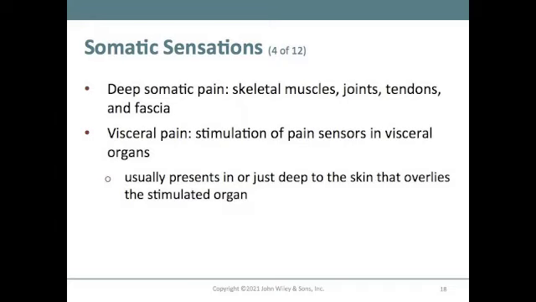If the stimulation is diffuse, in other words, it involves a large area, visceral pain can be severe. Diffuse stimulation of visceral nociceptors might result from the distension or ischemia of an internal organ. For example, a kidney stone or a gallstone might cause severe pain by obstructing and distending the ureter or bile duct.